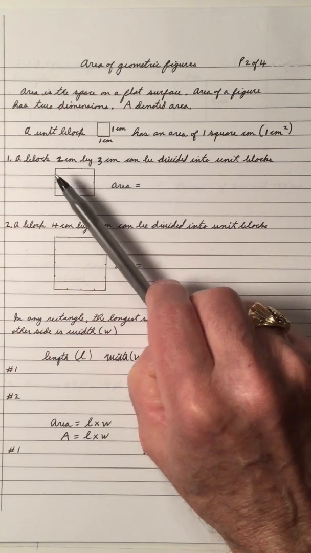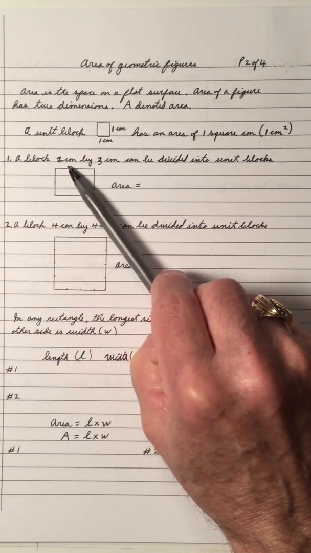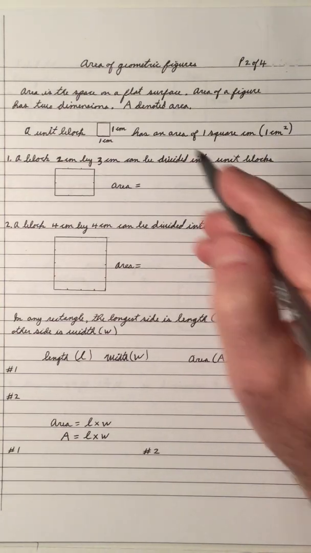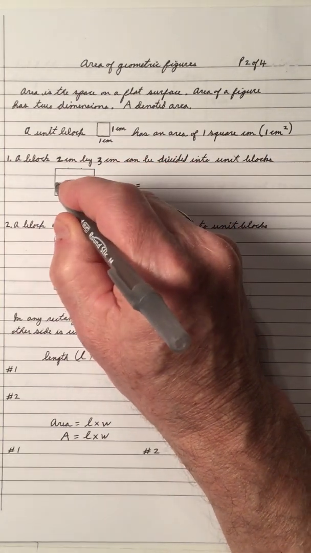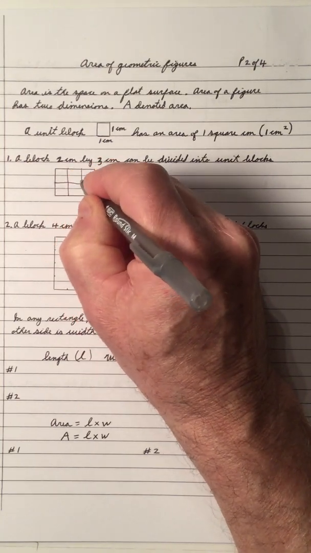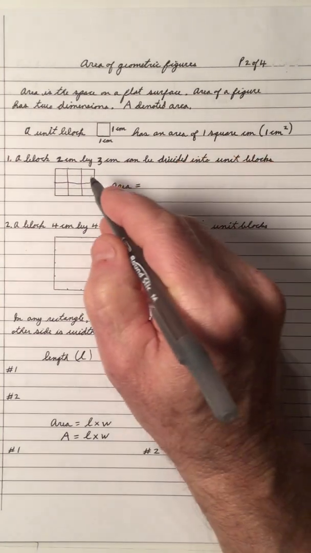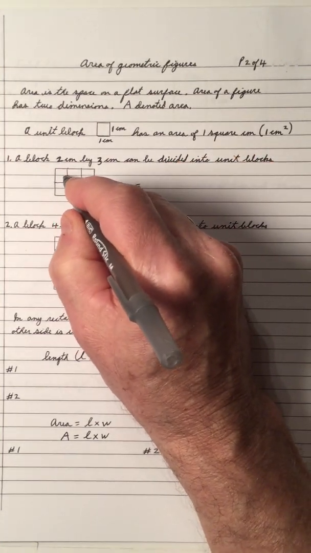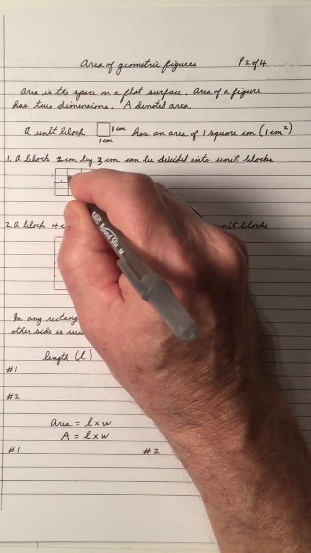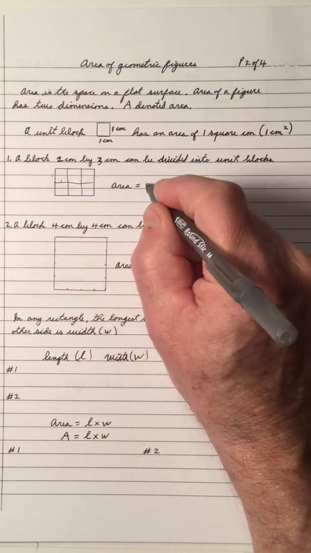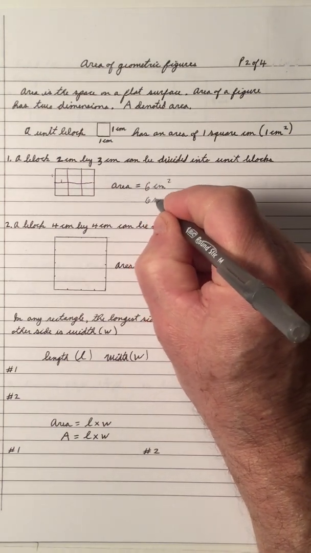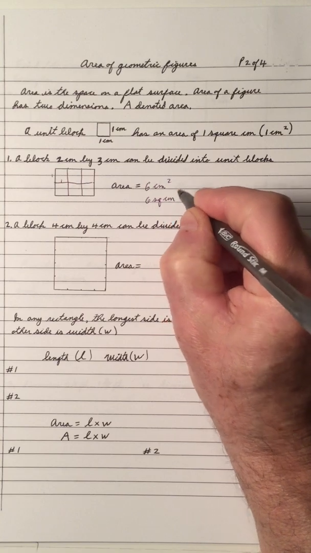It's two-dimensional. A block 2 centimeters by 3 centimeters can be divided into unit blocks. So 2 centimeters, let's divide it this way, and 3 centimeters, let's divide it this way. Notice that each of these blocks is 1 by 1. So the area of this is 1, 2, 3, 4, 5, 6. It's 6 centimeters squared, or we could say 6 square centimeters.